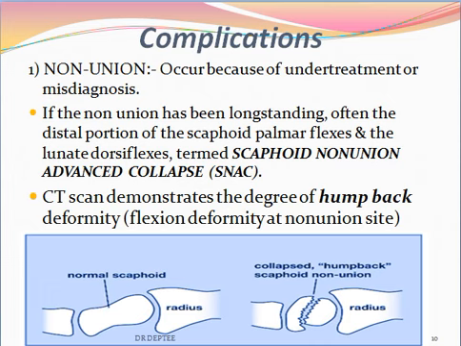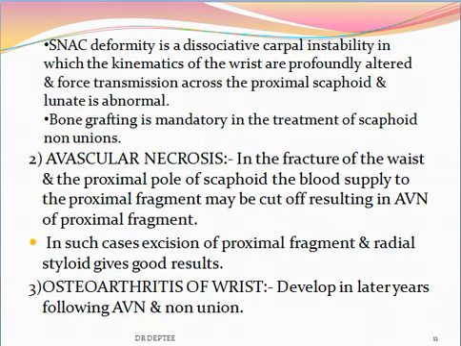This is termed as SNAC lesion. SNAC stands for scaphoid non-union advanced collapse. A CT can demonstrate this with a hunchback deformity and a non-union. Then SNAC deformity is a dissociative carpal instability in which the kinematics of the wrist will be totally altered. The scaphoid and lunate will work abnormally, and bone grafting is mandatory in the treatment of scaphoid non-unions.